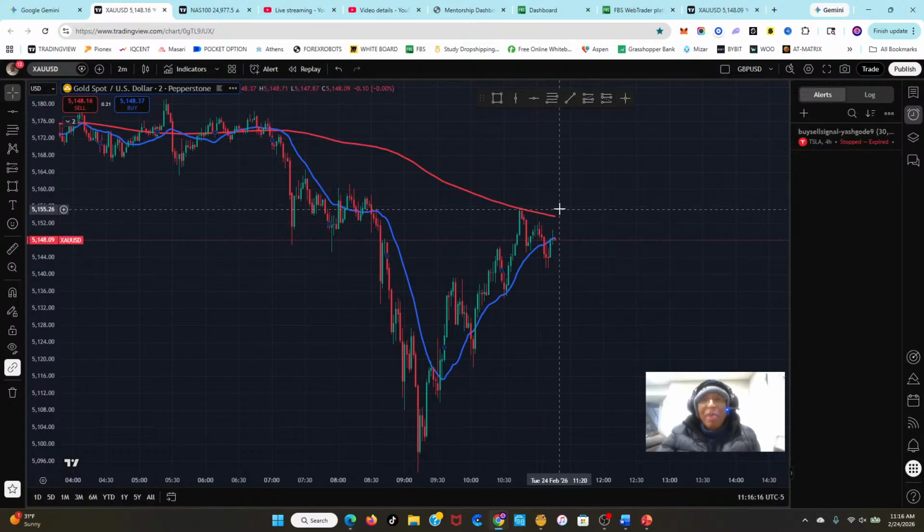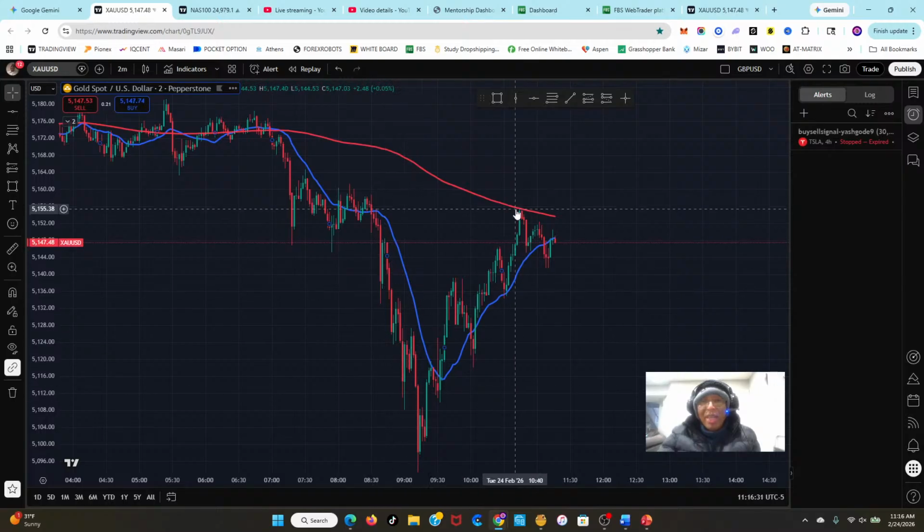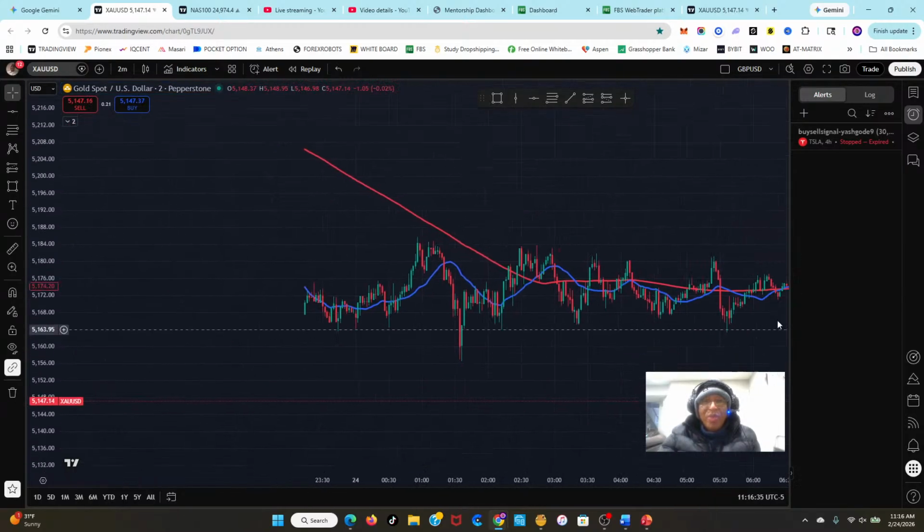Now sometimes it will come home and go past, go up, or sometimes it will just come, hug the mom or the parent, and then boom, they start going down again. Okay, and that could be the likely scenario here. Massive pullback and then boom, all the way down. Or it could be a different scenario.